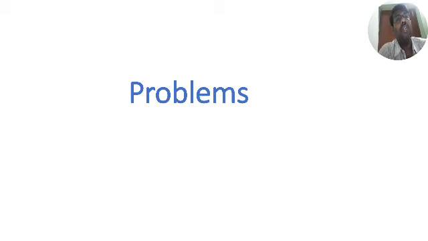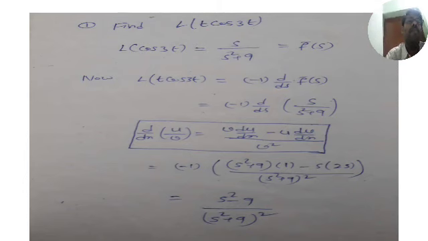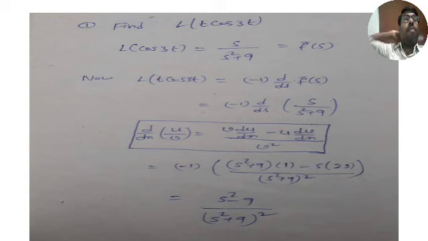So shall we move to the problems? You see, by seeing the question itself, you can say it is multiplied by t. Identification of the problem is also important for us. So, what does the problem say? Find L of t into cos 3t. It is multiplied by t.